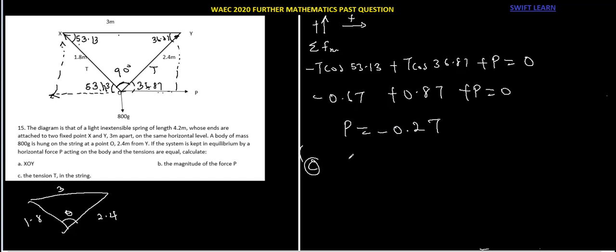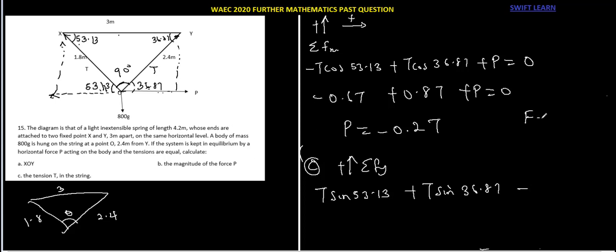So let's get our tension. For tension, I'll be taking my positive for my summation of F_y, that's the vertical components. So that will be T sine 53.13 plus T sine 36.87 minus this 800 gram. If you convert it, F equals mg, mass times acceleration due to gravity. That's 800 first converted to kilogram, divided by 1000, times 10, that's equal to 8. So equate it to 0.